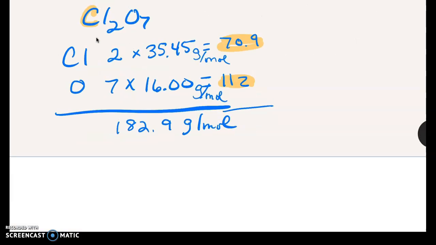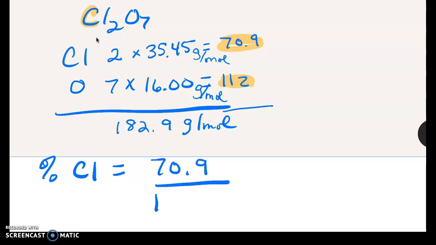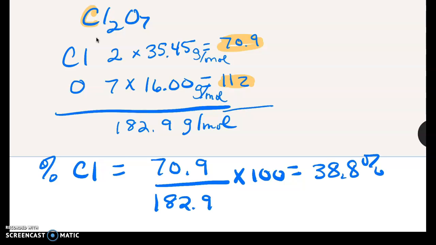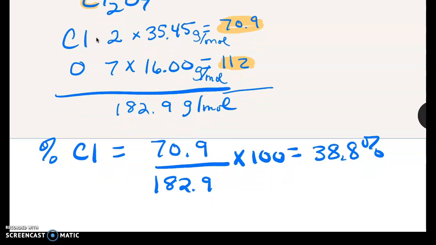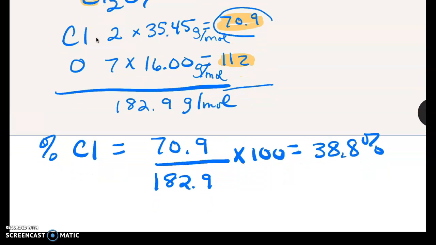Then when I want to calculate the percent of chlorine, I'm going to take the part that is chlorine, which is 79.9, over the total mass of the compound times 100. When I do that, I get 38.8% of this compound is chlorine by mass. So you see how it's helpful. If you had shown that work, then you just bring it down. You don't have to, though.